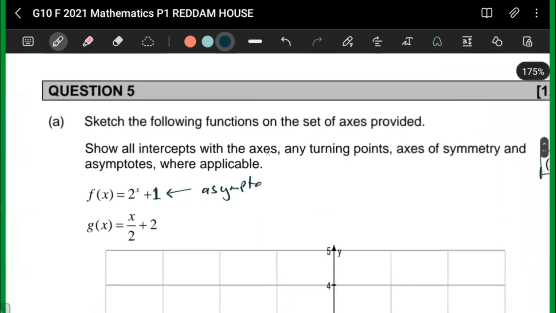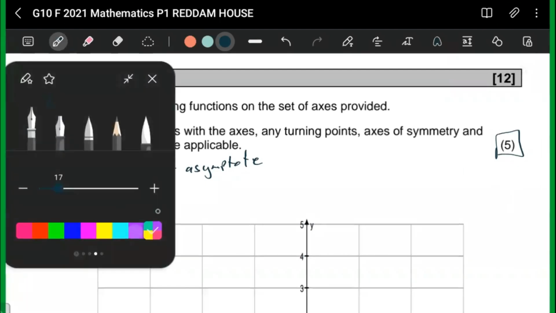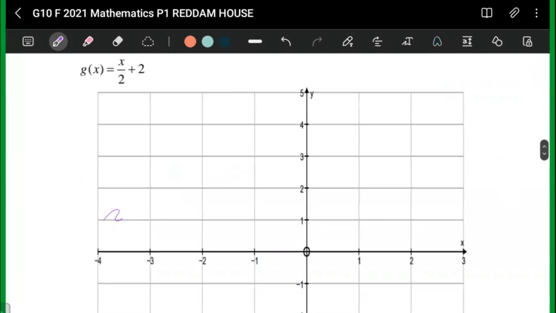This is your asymptote. It's the line your graph does not touch. So if you're going to sketch your exponential graph, the first thing you're going to point out is the line your graph will not touch. You can even label it. This is the equation, y is equal to positive 1.